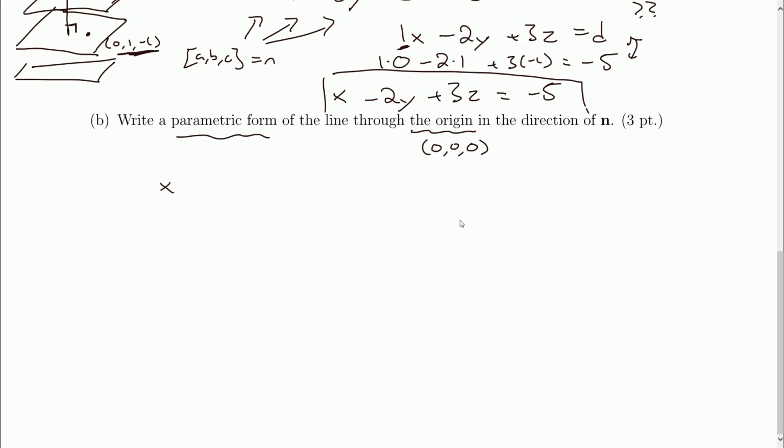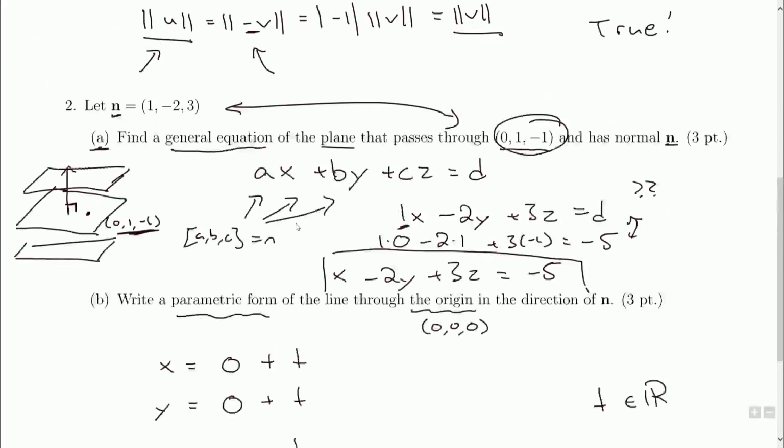Okay, so parametric form. That's the one that looks like x equals, y equals, z equals. If you had more, you'd say x1, x2, x3, x4, x5. And then it has a parameter t. So we usually write the coordinates for our point, and then plus t for our parameter. Now t can be any real number. And then we need our direction vector.